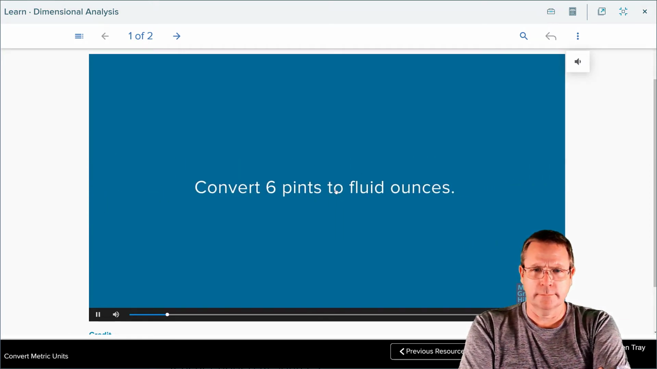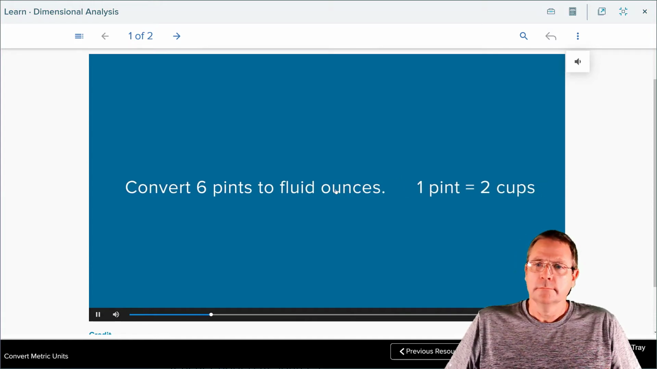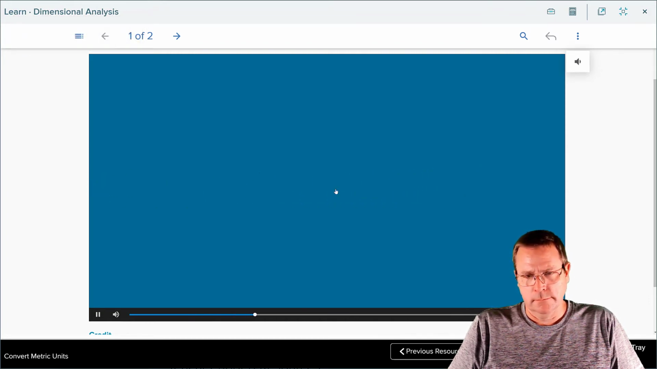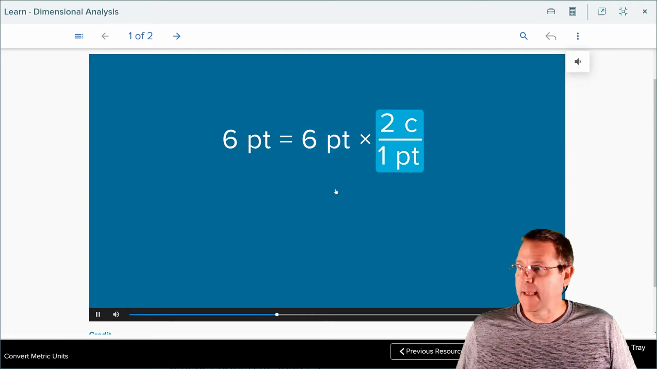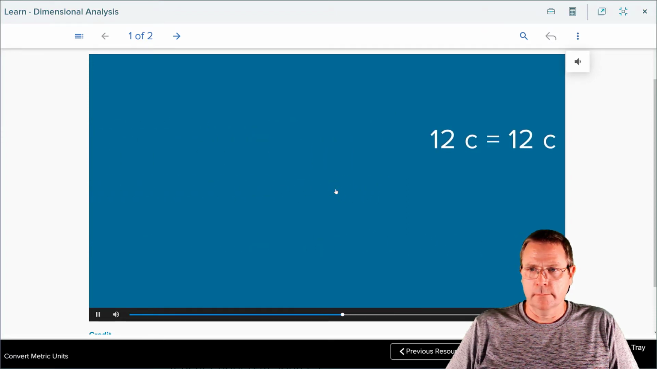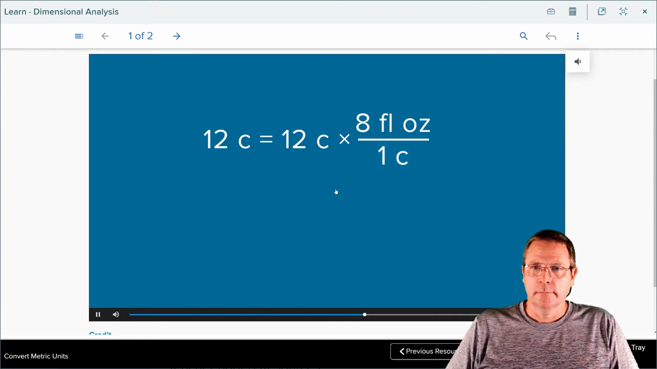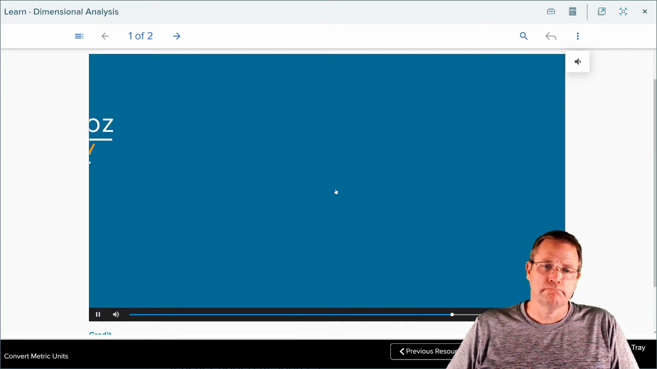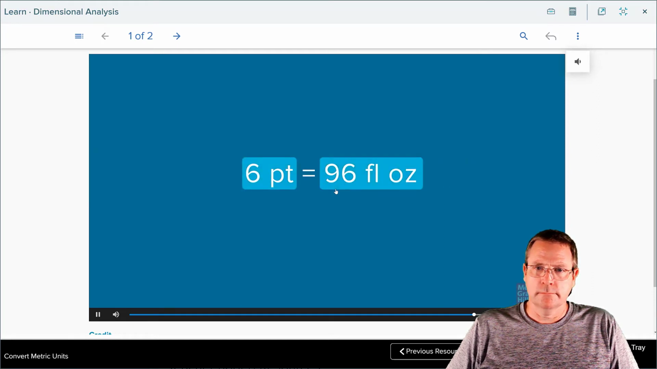Convert 6 pints to fluid ounces. Since you don't know the unit ratio used to convert pints to fluid ounces, you can convert pints to cups first. 1 pint equals 2 cups. So the unit ratio is 2 cups to 1 pint. Multiply 6 pints by the unit ratio. Divide out the common units, pints, so that cups is the remaining unit. Then multiply. 6 pints is equal to 12 cups. Next, use the unit ratio 8 fluid ounces to 1 cup to convert 12 cups to fluid ounces. Divide out the common units, cups, so that fluid ounces is the remaining unit. Then multiply. 12 cups is equal to 96 fluid ounces. So 6 pints is equal to 96 fluid ounces.